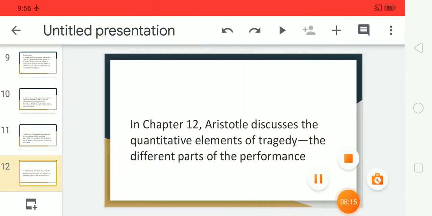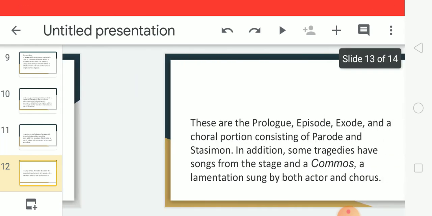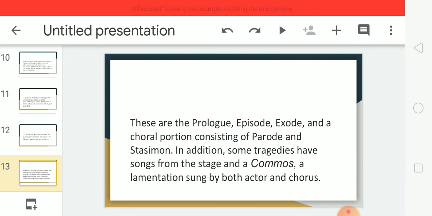In chapter 12, Aristotle discusses the quantitative elements of tragedy and the different parts of performance. So when we move to the 12th chapter, Aristotle discusses a few quantitative elements of tragedy, which are used in the different parts of the performances by the artist. And these are prologue, episode, exode, and a choral portion consisting of parode and stasimon. In addition, some tragedies have songs from the stage and a kommos, a lamentation sung by both actor and chorus. So, prologue, episode, exode, and choral.